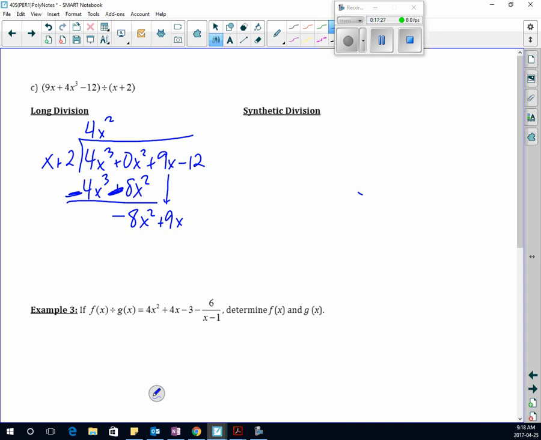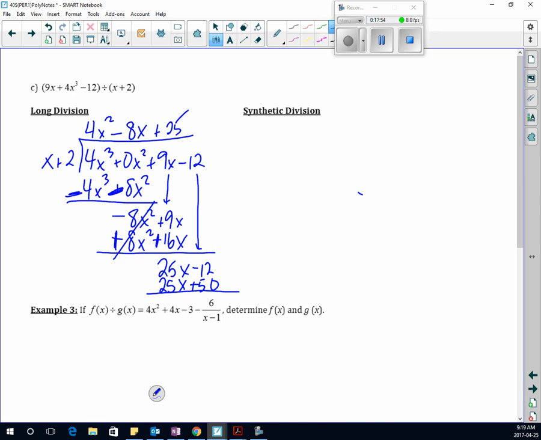X plus 2. So anyways, x goes into that. Minus 8x, yes? Minus 8x squared minus 16x. Switch the signs. So then you get 25x. Bring that down, minus 12. So that would be plus 25. 25x plus 50. Switch the signs. So minus 62 is my remainder.